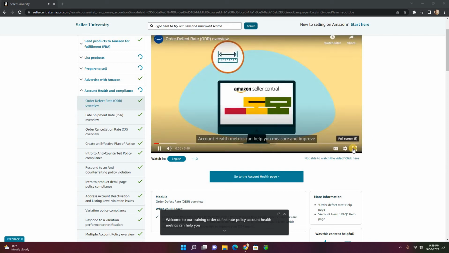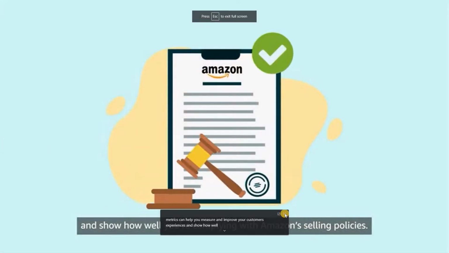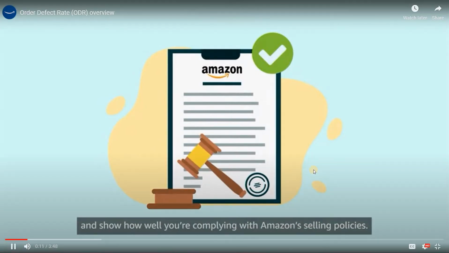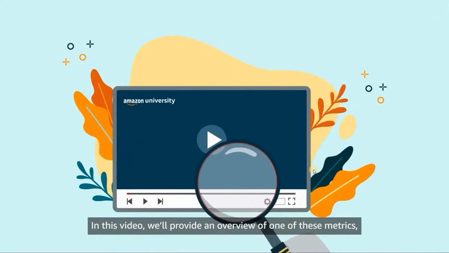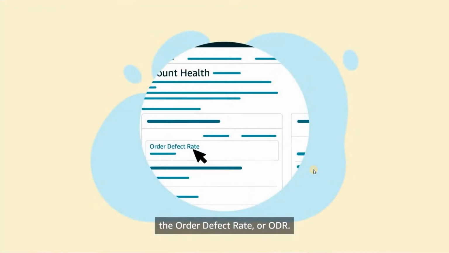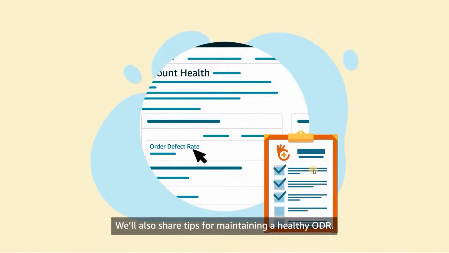can help you measure and improve your customers' experiences and show how well you're complying with Amazon's selling policies. In this video, we'll provide an overview of one of these metrics, the order defect rate, or ODR. We'll also share tips for maintaining a healthy ODR.